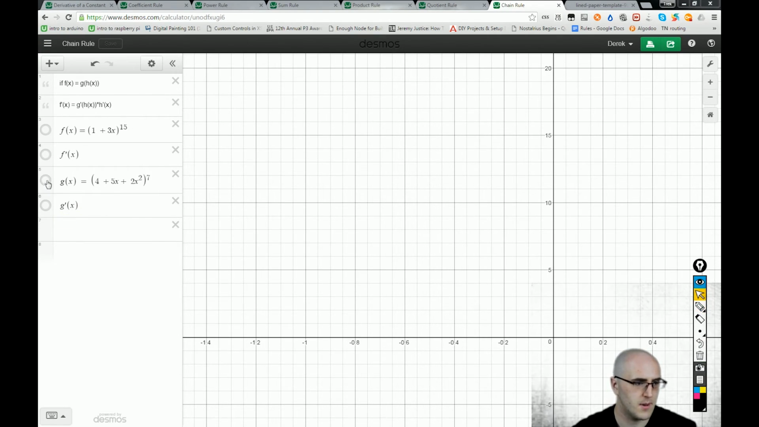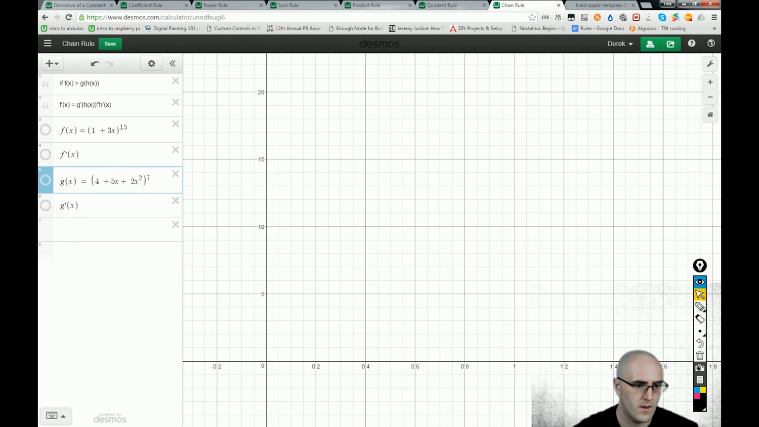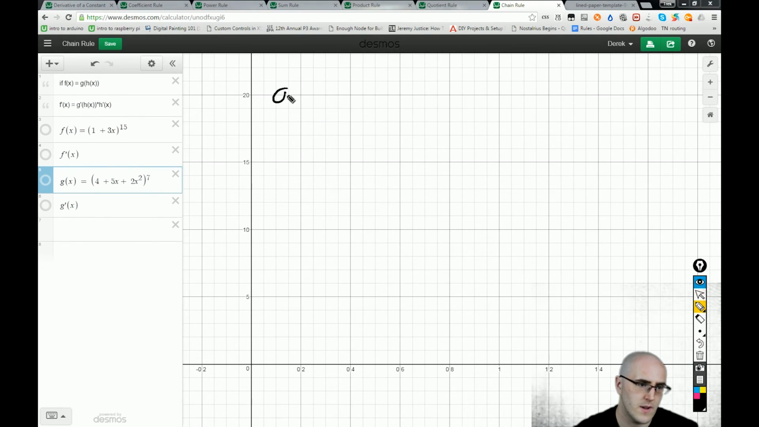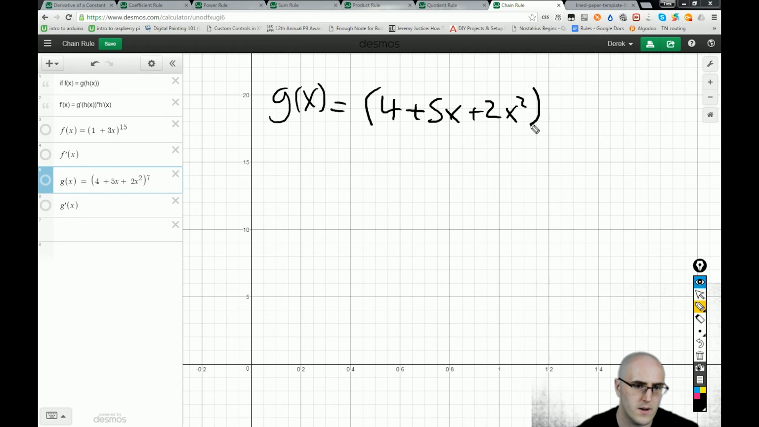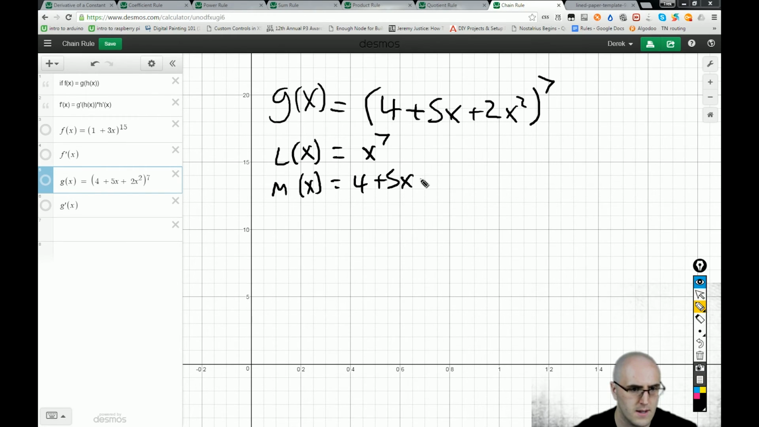Alright, so let's do our last example here. So we've got the function g of x equal to 4 plus 5x plus 2x squared, all of that to the 7th. So let's define our two functions. We'll use L and M. L of x is equal to x to the 7th and m of x is equal to 4 plus 5x plus 2x squared.